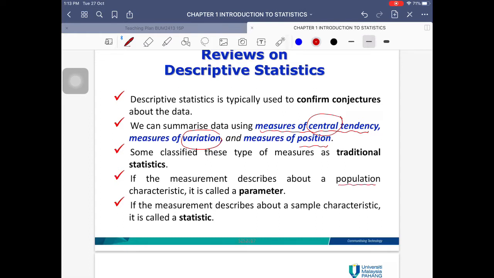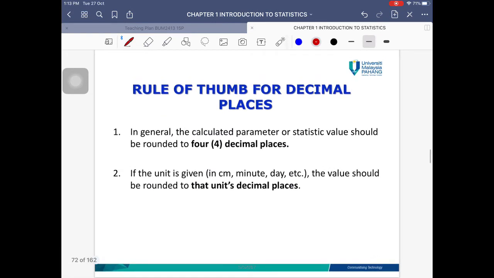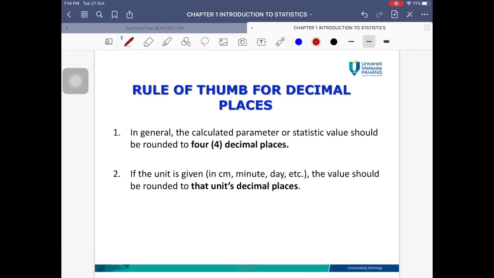So if the measurement describes a population, which is what we have seen in the previous subtopic, so anything related to population, any number given from a population, is going to be called a parameter. Any number that comes from a sample is known as a statistic.